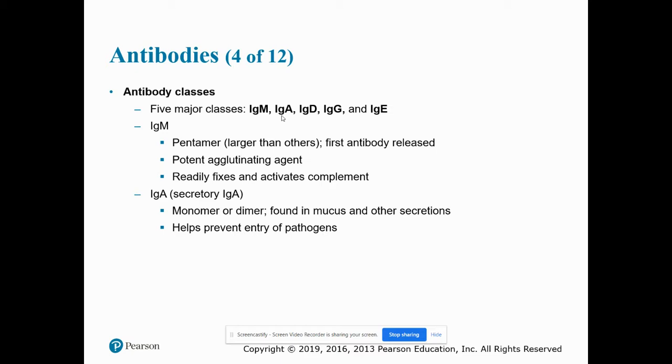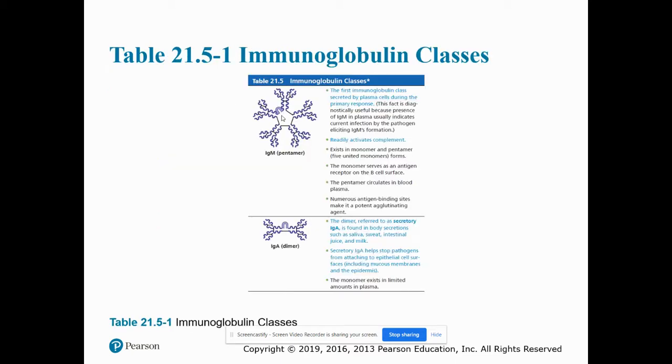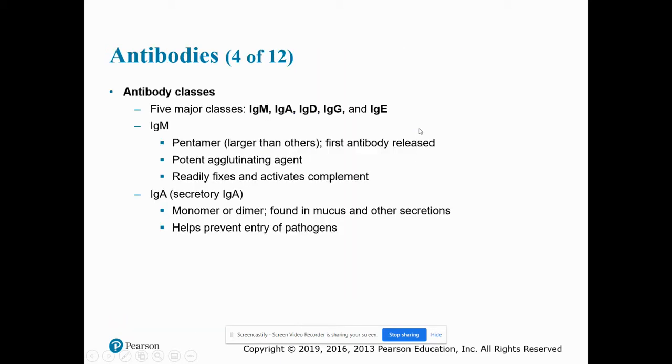Then we have IgA, or secretory IgA. This is a monomer or dimer. It's found in mucus and other secretions, and this is going to help prevent the entry of pathogens. So here's our pentamer, IgM, 1, 2, 3, 4, 5, and you can see they're all linked together. And then we have IgA. This is a dimer, so we see 1, 2. You do not have to know all the extra stuff that's on here, okay? I just want you to know what was on this slide right here.